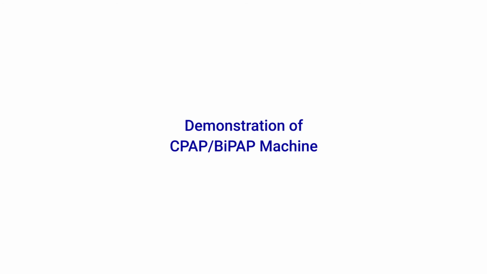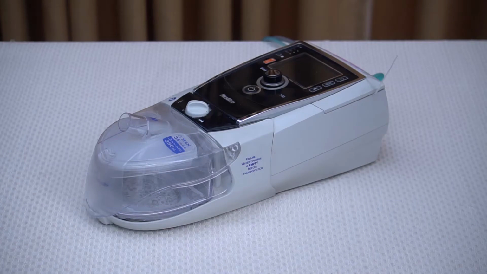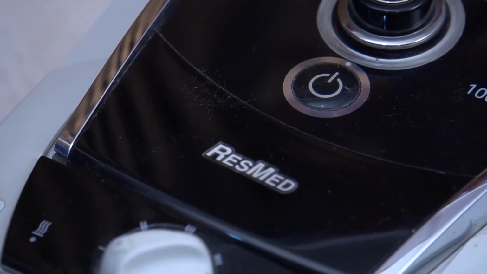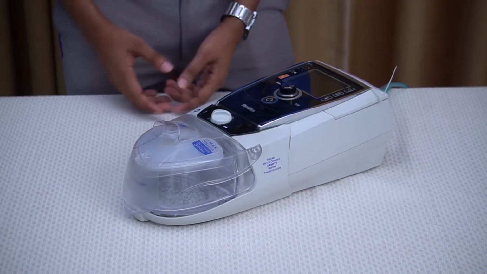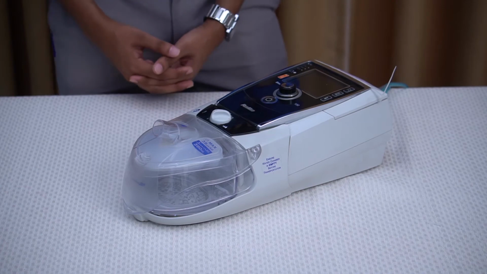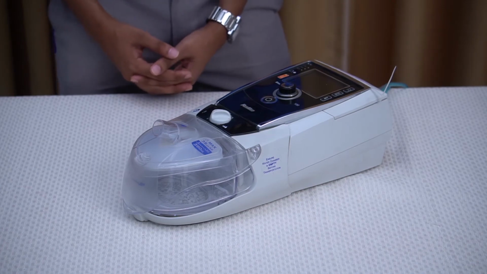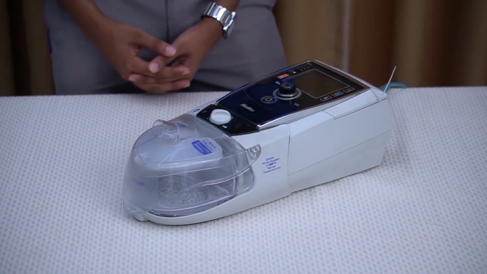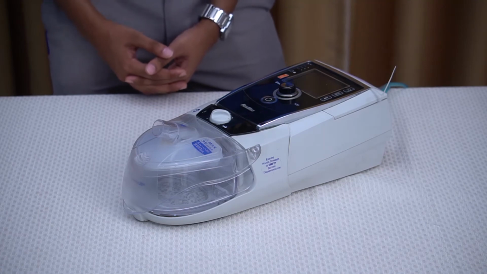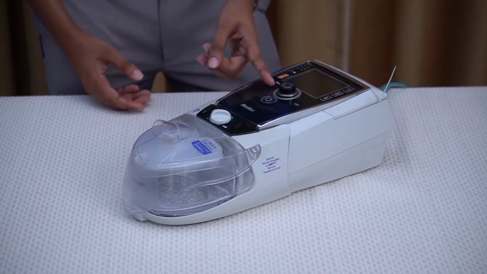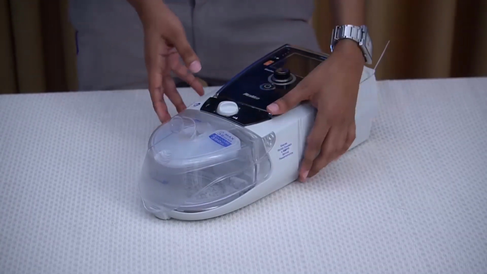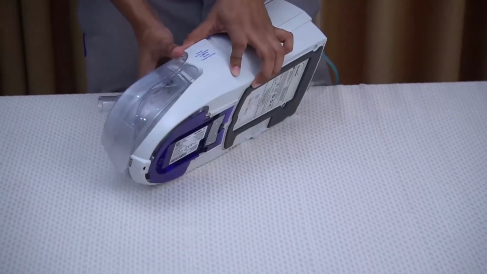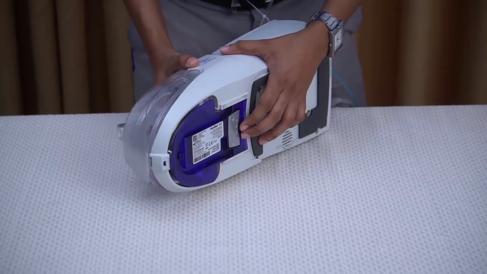Demonstration of CPAP BiPAP machine. In our hospital, we use the ResMed Stella 100 CPAP machine. Before using this equipment, we need to know about the parts of the equipment. There are 2 main parts of the equipment: the main unit and the humidifier. The humidifier can be separated from the main unit by pressing a switch under the surface.